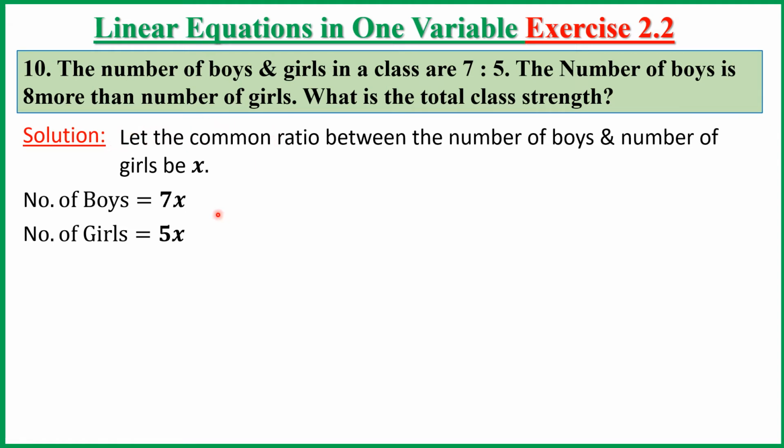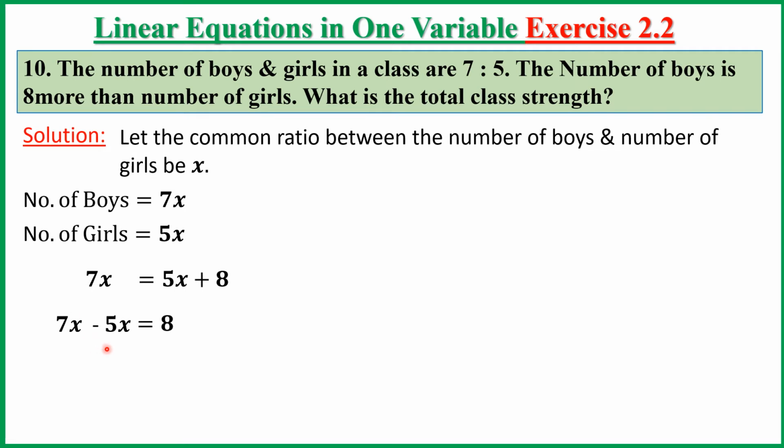Here our number of boys is 7x, which equals 8 more than the number of girls, so 5x plus 8. Whenever solving an equation, our variable should be on one side and the constant should be on the other side. Here we have the variable on both sides, so we have to take it to one side. Our 7x is on the left hand side, so we are transposing 5x to the left hand side. It is a positive 5x, and when transposing to the left hand side, it becomes negative 5x. So 7x minus 5x equals 8.